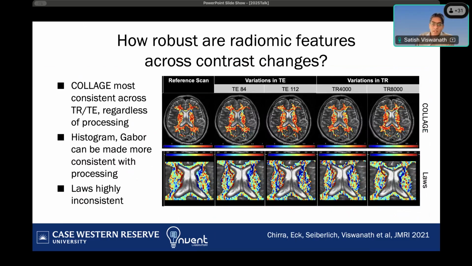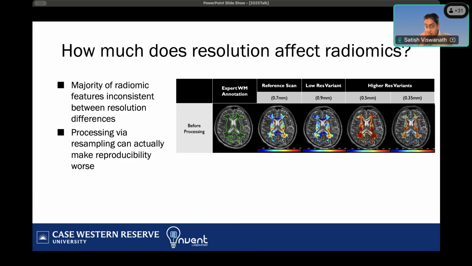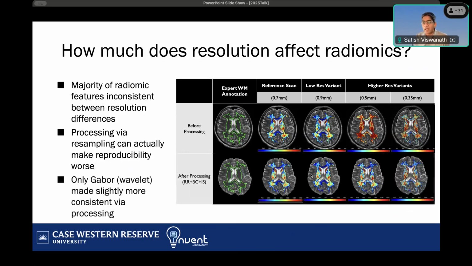I would say the more concerning result we found was actually in the context of resolution. So this here is the same feature at 5 different resolutions and 4 different resolutions. You see the feature changes quite a bit in each case. So in other words, not correcting for resolution could hugely impact some of these features. And if you appropriately process the data, you would see some consistency, at least for some of the features, especially wavelet features, which were pretty consistent after applying some processing, but many other features were not.